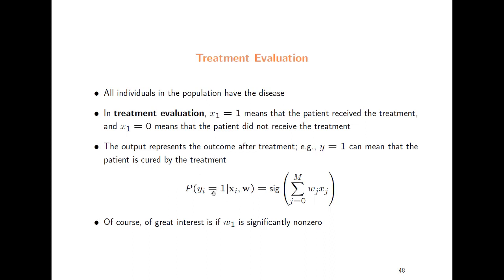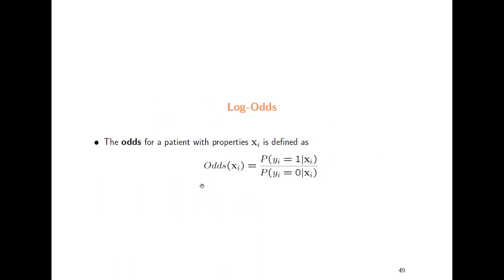So, okay, in both cases we ended up with these sigmoidal functions. And now we are getting to the point of why the sigmoidal, or the logistic regression, is so useful. And we have to first define a few things. So the odds for a patient with property xi is defined as the probability that the outcome is 1 given this property, divided by the probability that the outcome is 0 given that treatment.